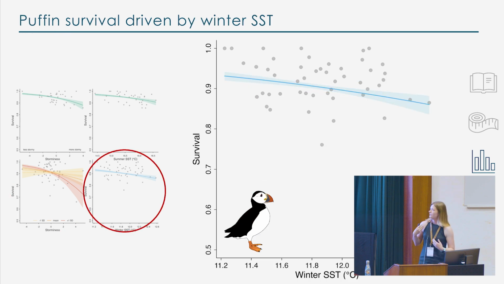On the other hand, puffin survival wasn't really related to storminess at all. Instead, the main driver of puffin survival seemed to be winter sea surface temperature, indicating that food supply impacts are probably the most important for puffins.